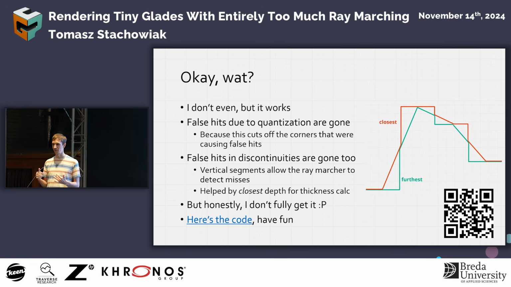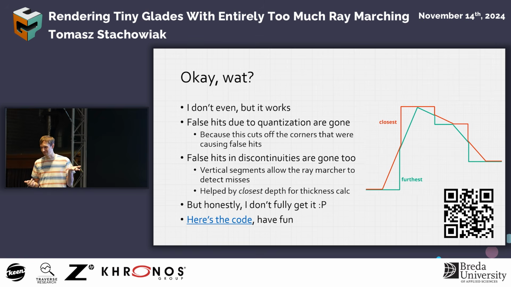the quantization or the stair stepping, are gone because you're essentially cutting off the corners by taking the fusion of those two. And then the discontinuities are gone as well, because you're reintroducing the vertical lines in the function you're intersecting. And those vertical lines allow the ray marcher to detect misses, which is further helped by using the larger of the estimates for the thickness calculations. But honestly, I don't really get it.